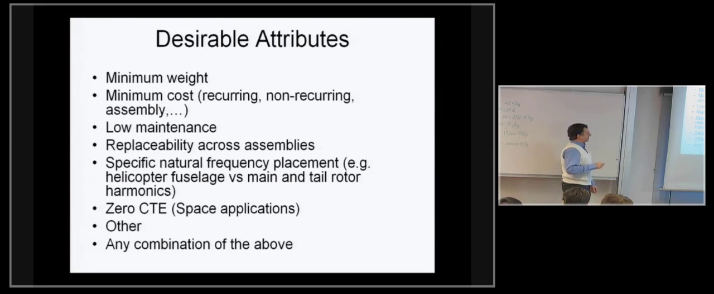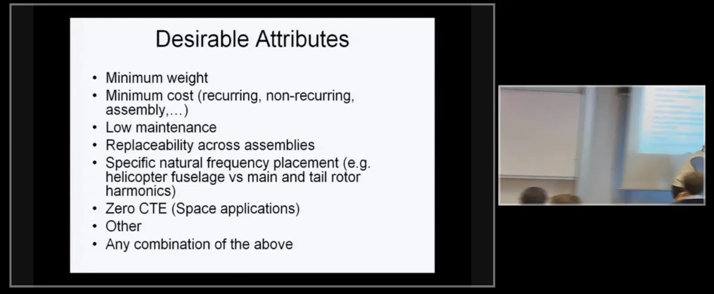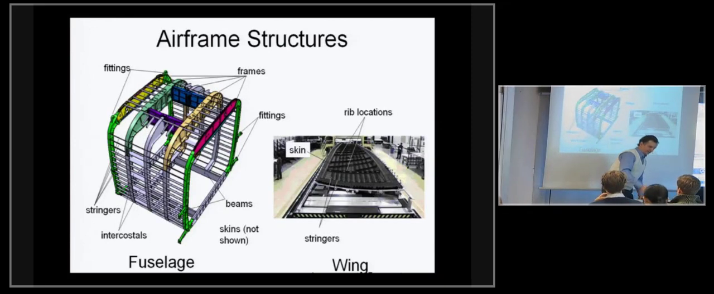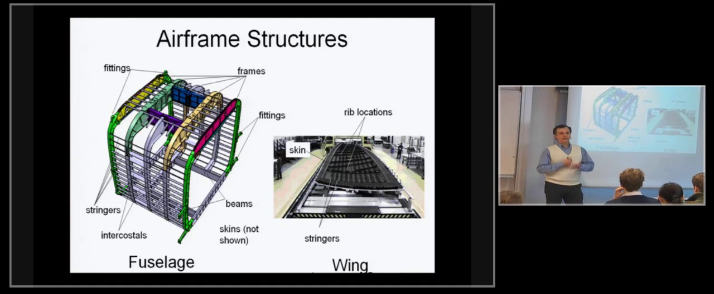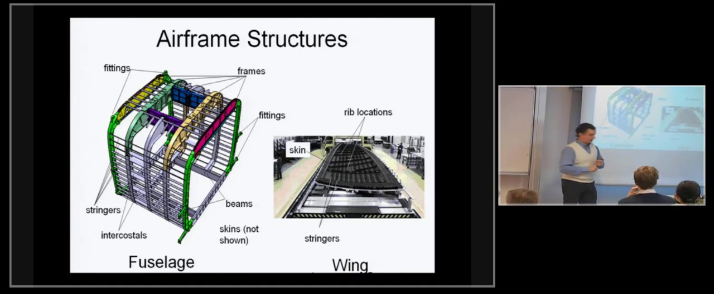Replaceability across assemblies, I mentioned it last time, to be able to take a part from one aircraft and put it on another aircraft of the exact same model. It's not as easy as it sounds if it's not designed correctly. Natural frequency placement, zero coefficient of thermal expansion, and so on. That's what you try to do, and if you do everything, then it's great. If you do even one of them, it's still, in some cases and in some programs, extremely significant, especially the first two, the weight and the cost.